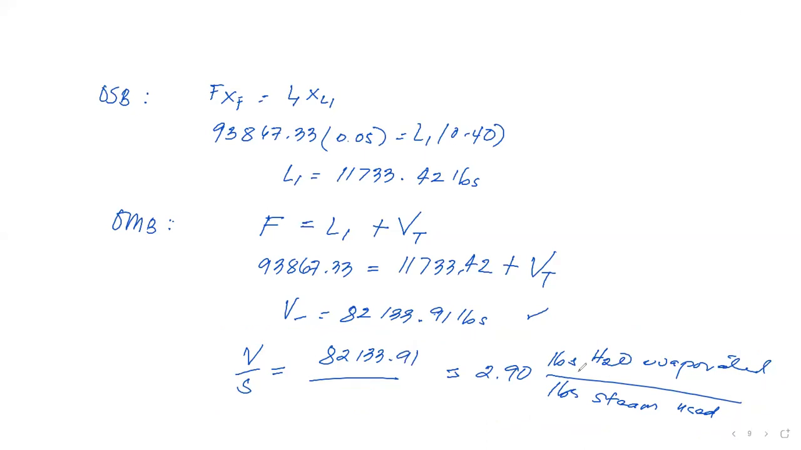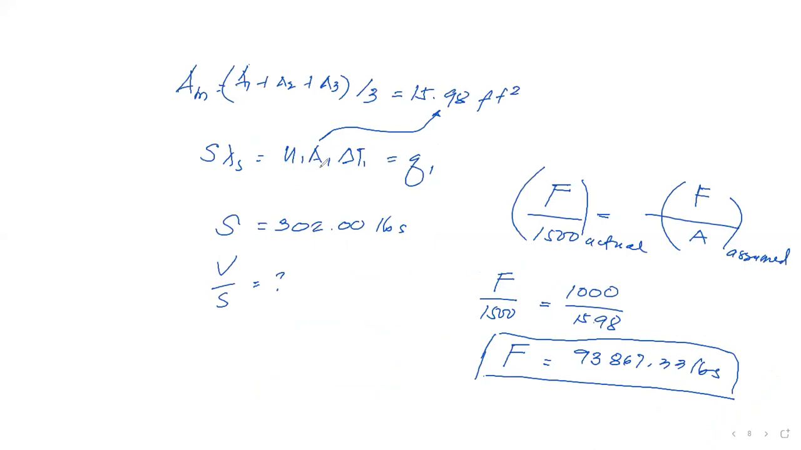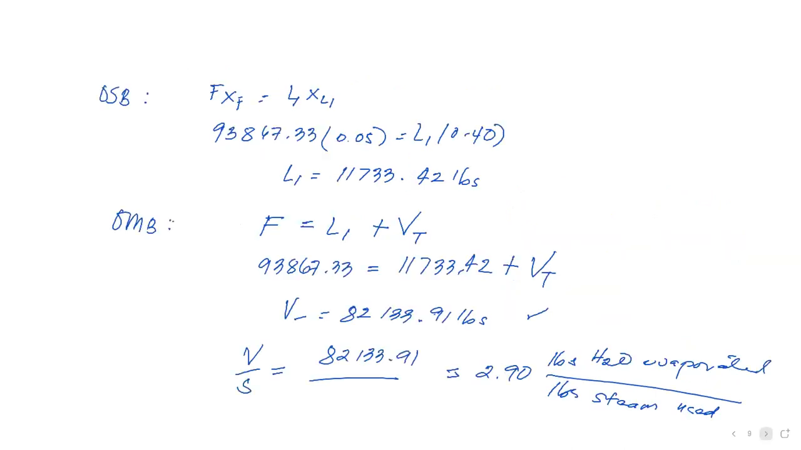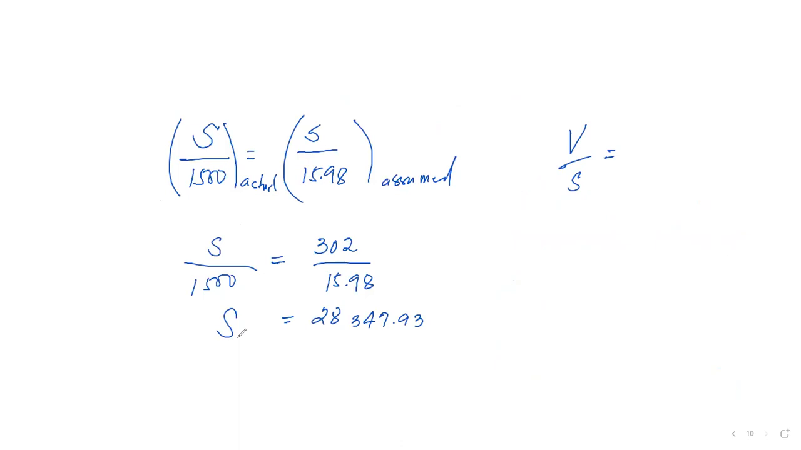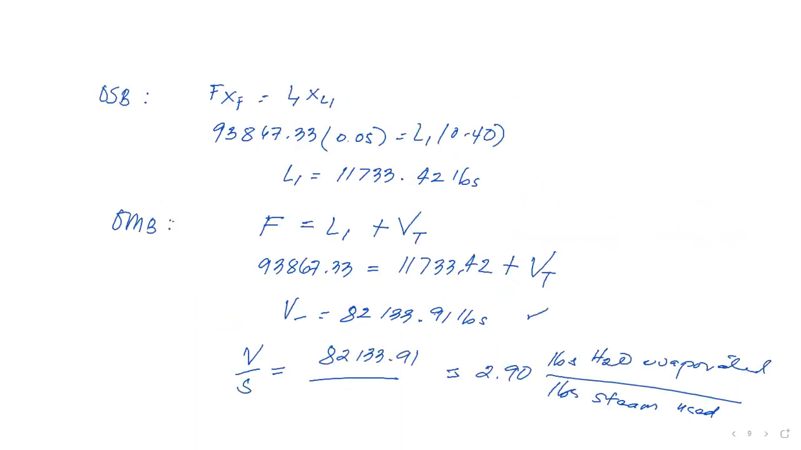To get the 2.90 pounds of water evaporated per pound of steam used, you need to correct the S in here in the V over S. You cannot, by the way, use directly the 302 because it's dependent on the area 1 that we'll be using, which is 15.98 based on the 1,000 pounds of feed used. So there's a need for you to determine the actual S, the steam used, if the area that we're going to use is 1,500 for each effect. So the actual S is 28,347.93, and that should be the S in here.